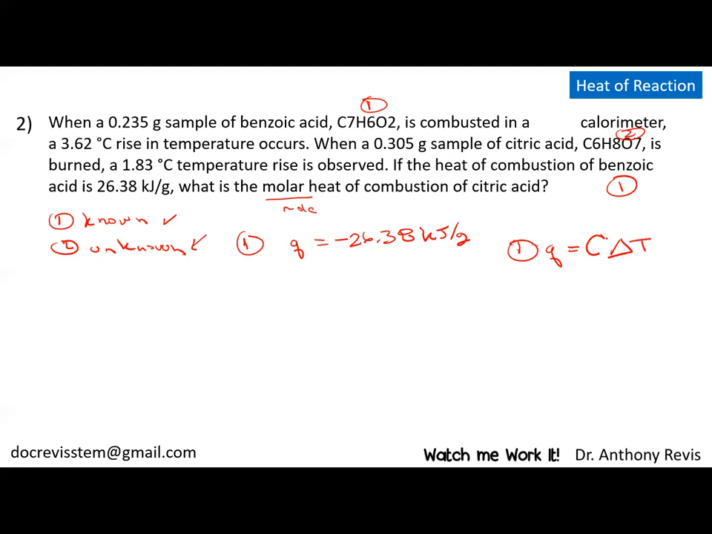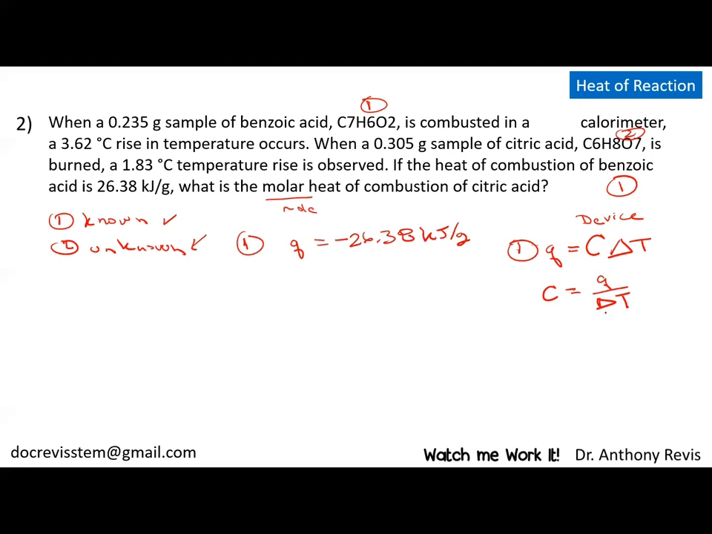So what I'm going to do is calculate the heat capacity of this device, and then use that to solve my unknown. So my device heat capacity, and I'm just going to keep it right here, C, is going to equal Q divided by delta T. All right, with me so far?